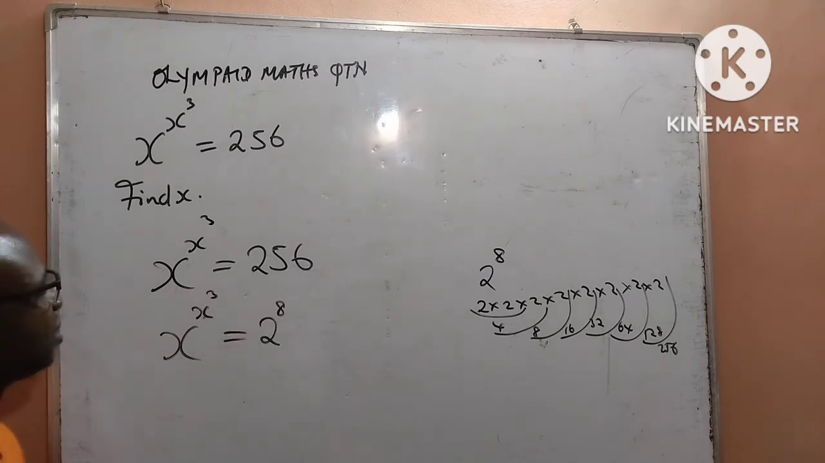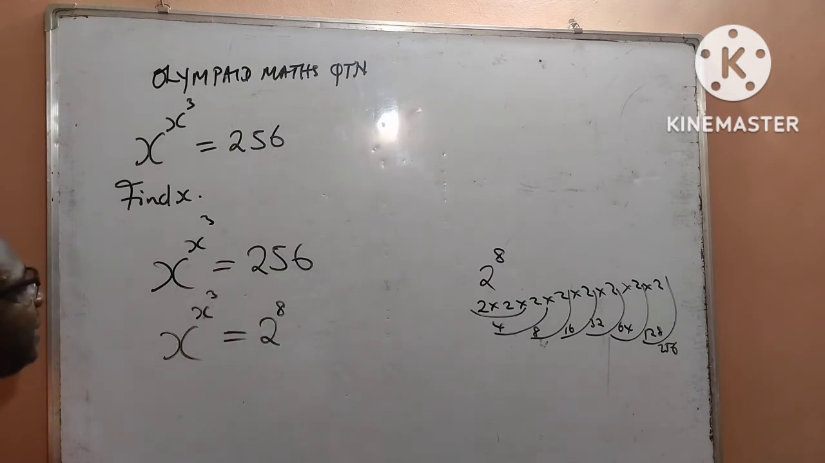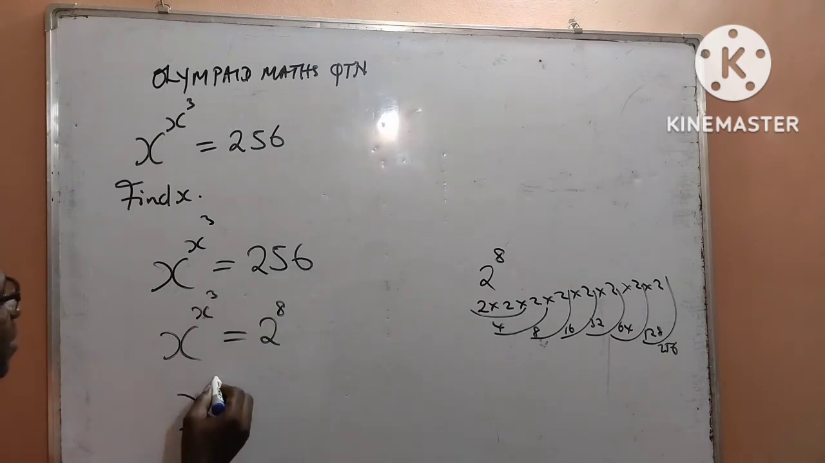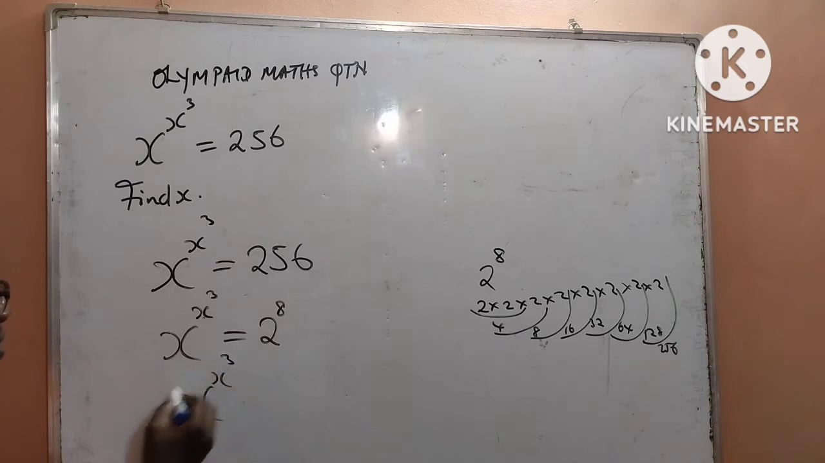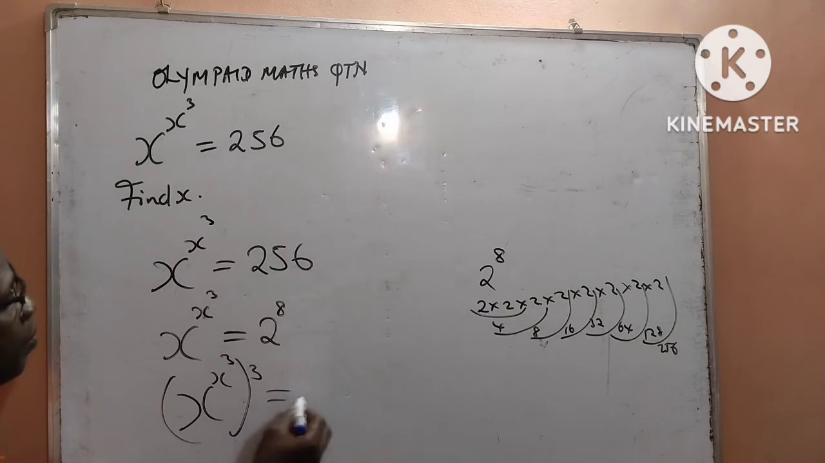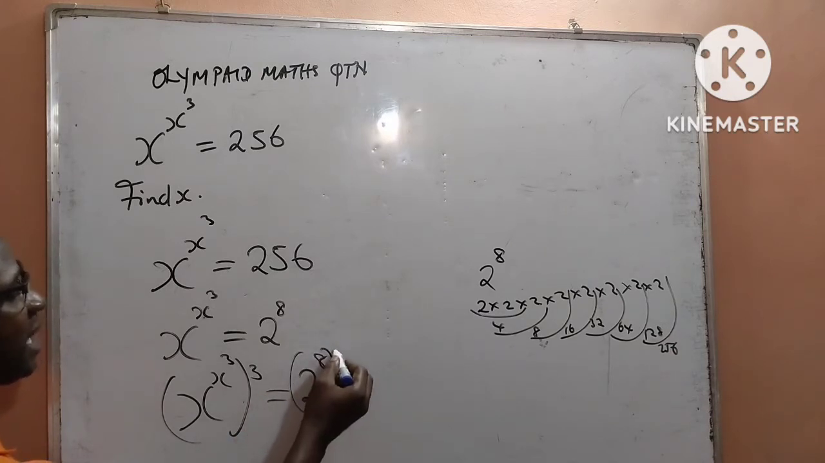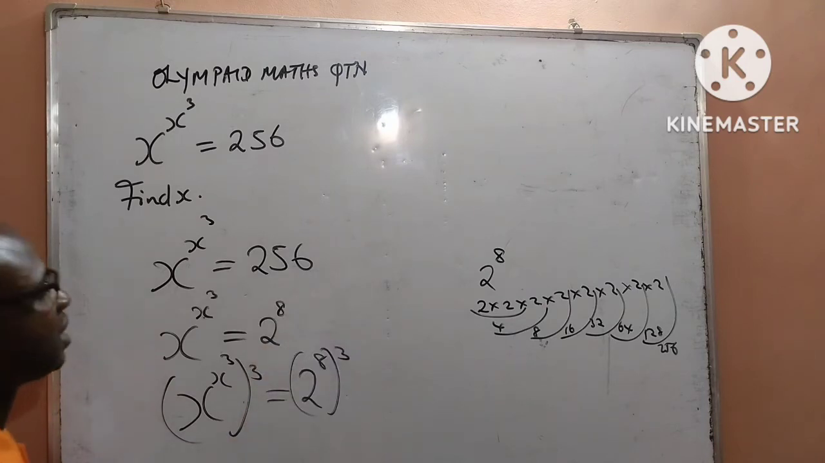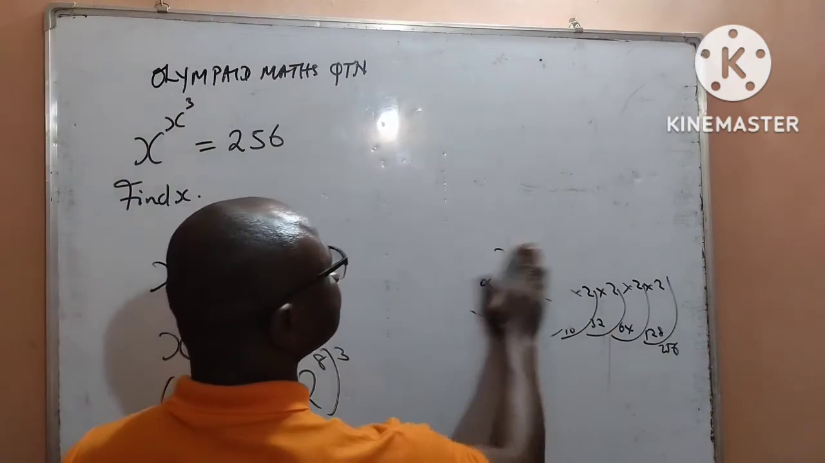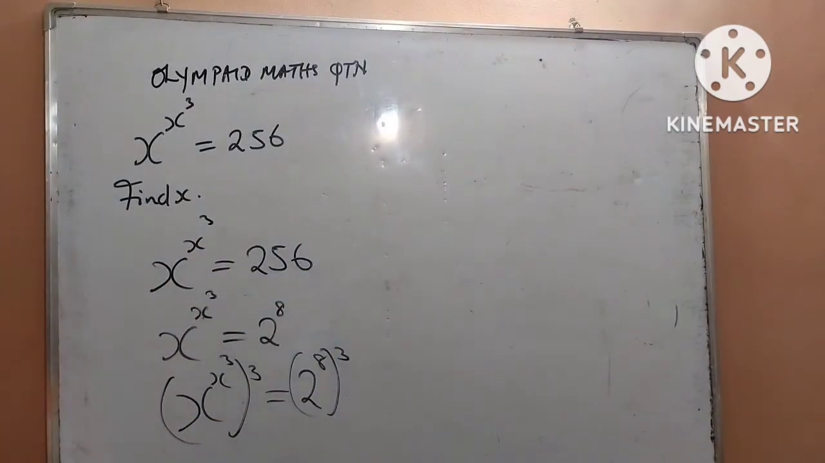The next one I will do, I want to multiply both powers by 3. I will multiply both powers by 3, and that is going to give me x to the power of x to the power of 3 multiplied by power 3 is equal to 2 to the power of 8 all multiplied by 3. Beautiful. Now, I will move on. Like I said, it's not going to be too long.